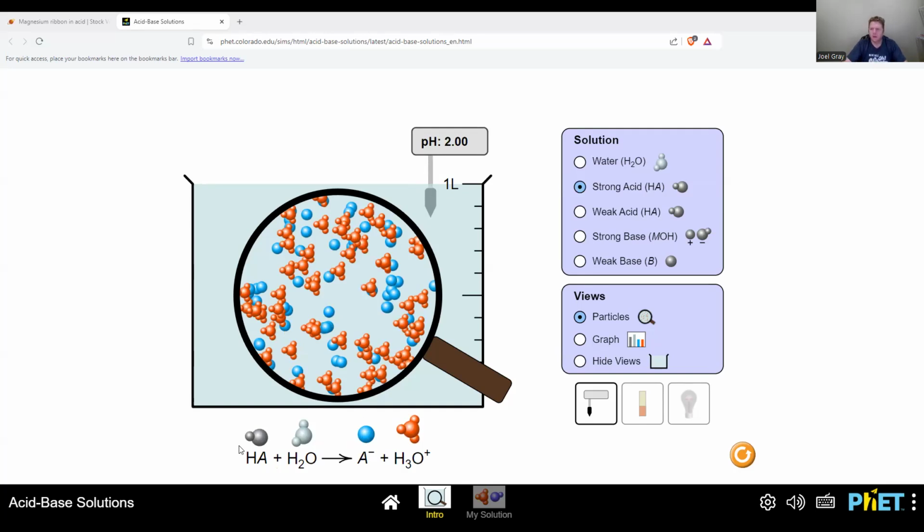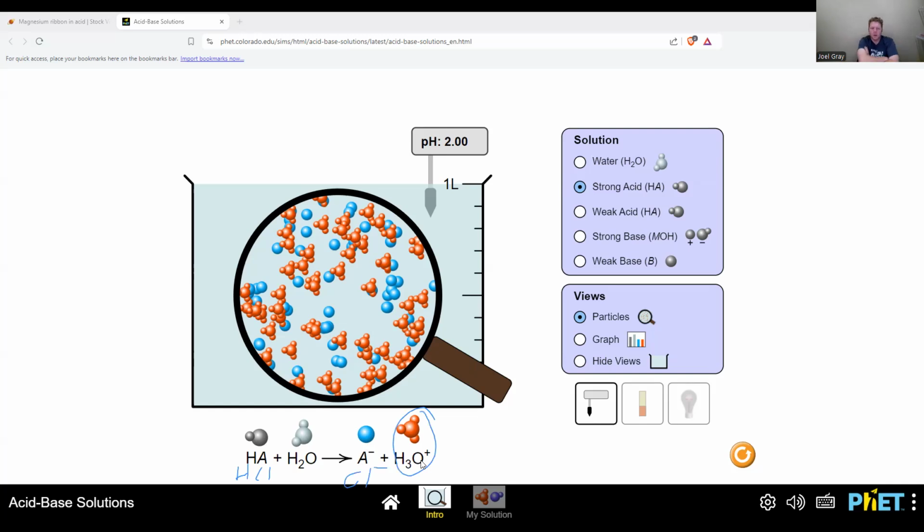If you look at this, we've got 4 different species that we kind of want to wrap our mind around. We've got this HA, which is our acid. We've got H2O. We've got A minus and H3O plus. I like to think about this as I'm going to use an acid, HCl. That HCl, what we saw previously was that HCl donates a hydrogen ion to make H3O plus. What's left behind is Cl minus.